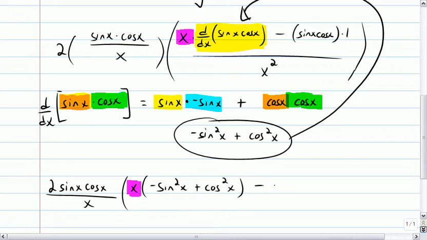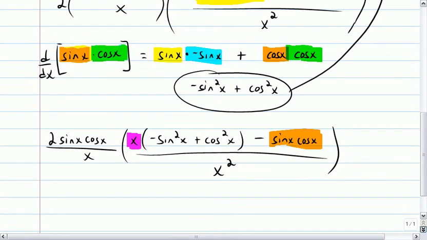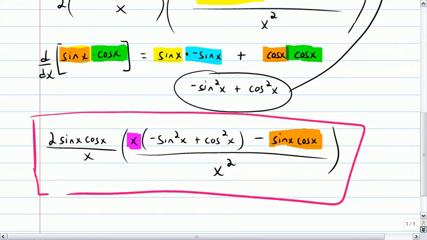minus sine x cosine x. Okay, that's just this stuff right here. Okay, and then we're all divided by x squared. I don't need you to clean that up right now. That's where we're going to sit. That's our answer. So right there. You can stop right there.